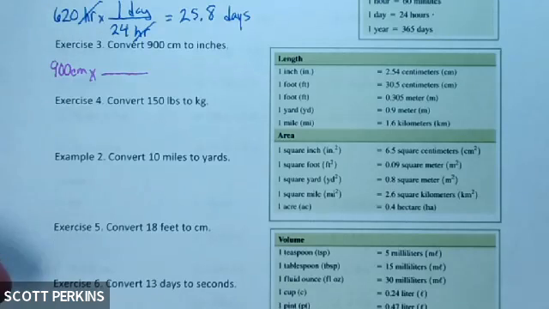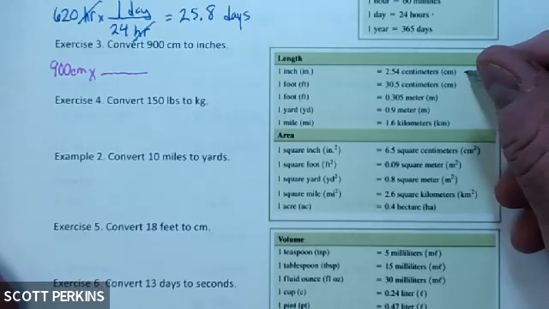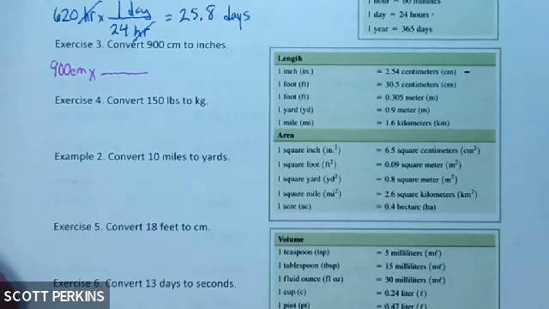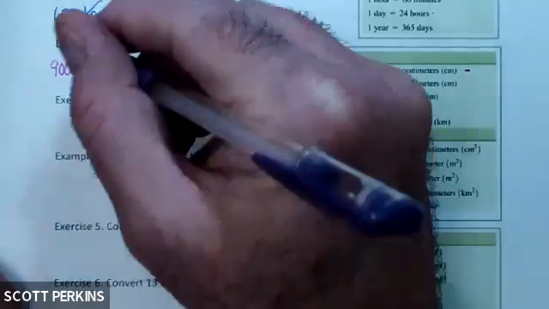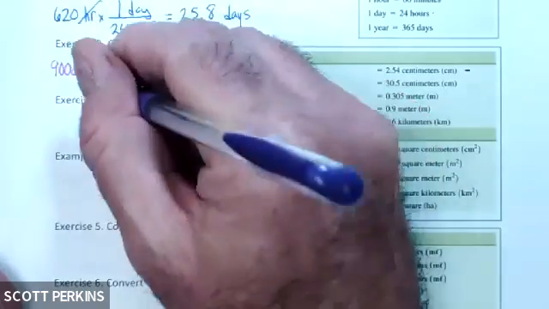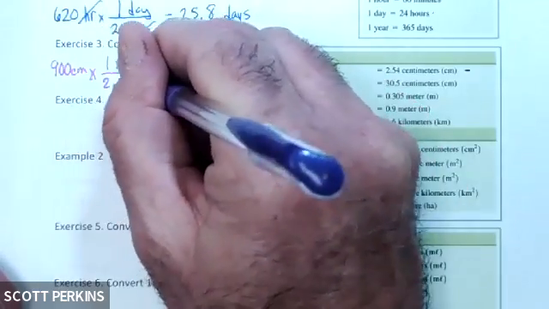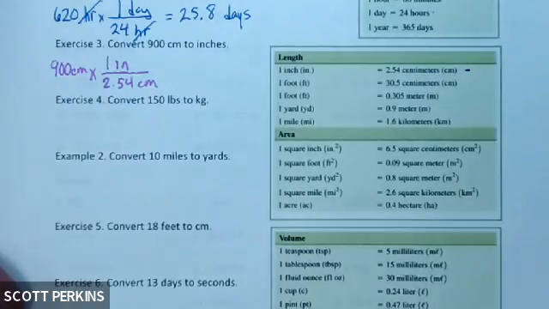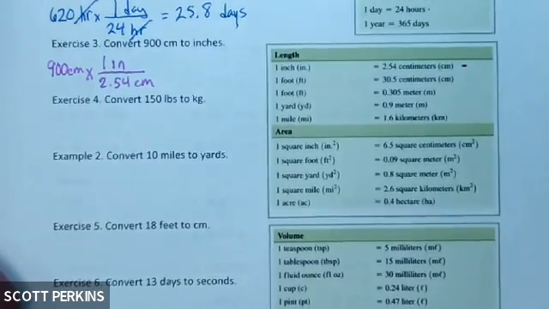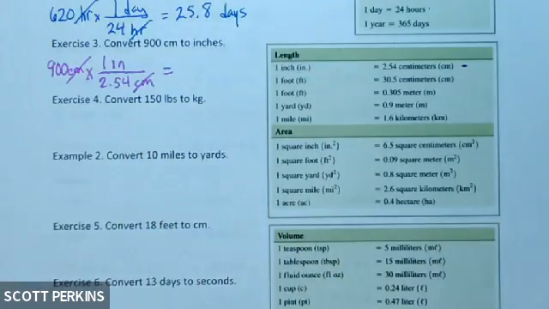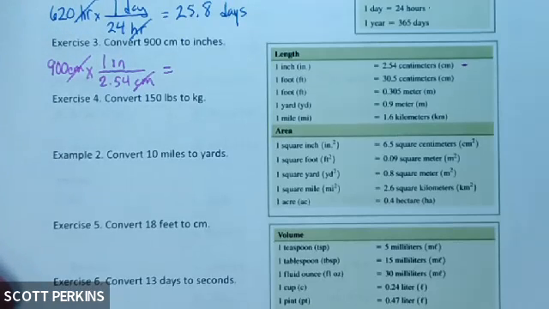Okay, so at the top of the second box, you can see that in 1 inch, there are 2.54 centimeters. So what I'm going to do is put the 1 inch in the top, the 2.54 centimeters in the bottom. And I'm hoping everybody can see that I put that in the bottom because now the centimeters cancel out. Again, that tells me to go ahead and divide. So 900 divided by 2.54 and round it to the 10th, what do you end up with there?